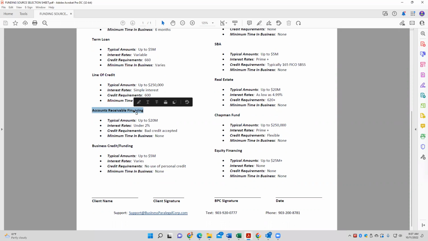Accounts receivable financing, this is what Alfred is a specialist in. We can go up to 20 million on AR financing. Interest rates are very low. Bad credit is fine, and there's no minimum time in business.